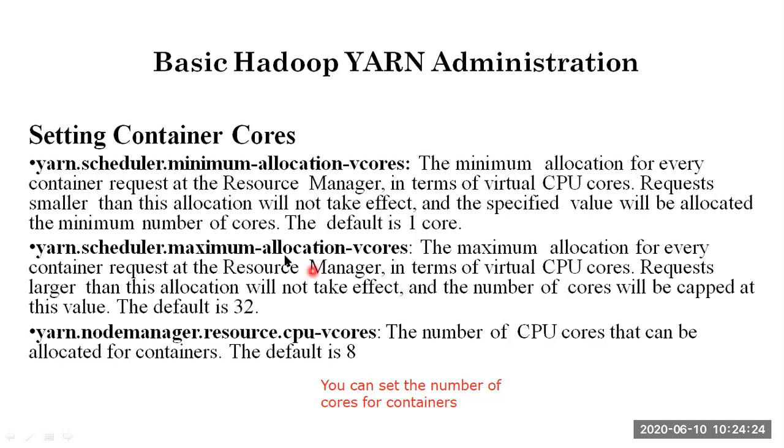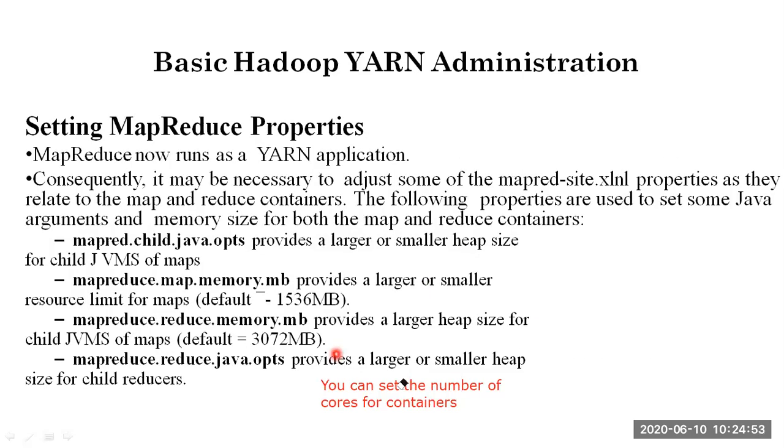One is yarn.scheduler minimum allocation, second maximum, and the third one gives you the minimum allocation for every container. The default is one core, at least one, and the maximum default is 32. And the number of CPU cores that can be allocated for containers, the default is 8. And the next part is setting MapReduce properties, which we have discussed in the previous slide.